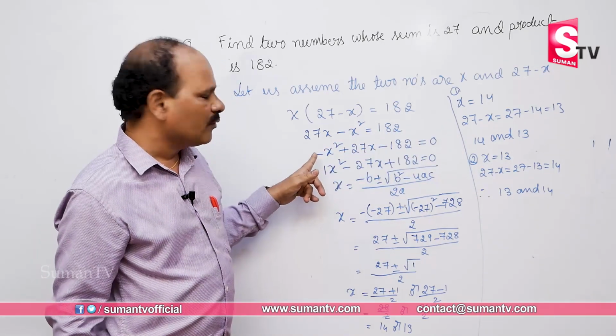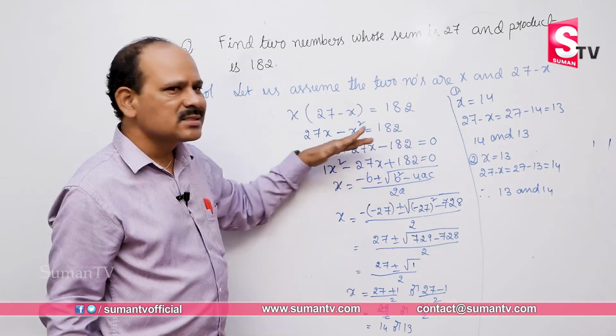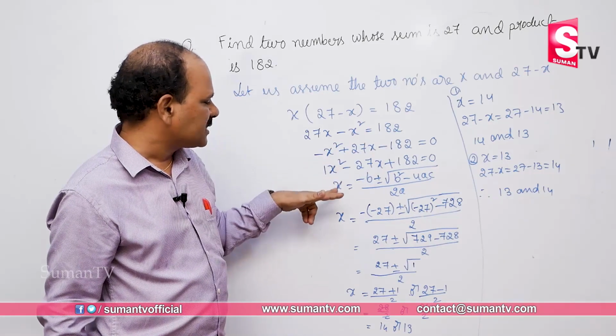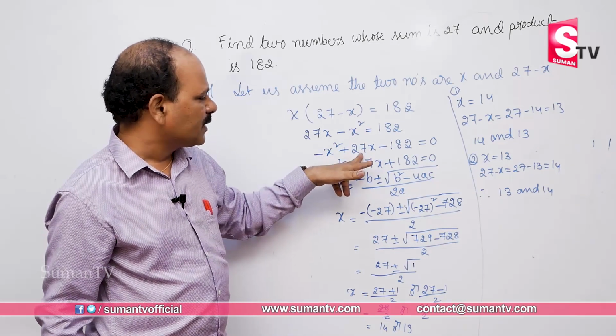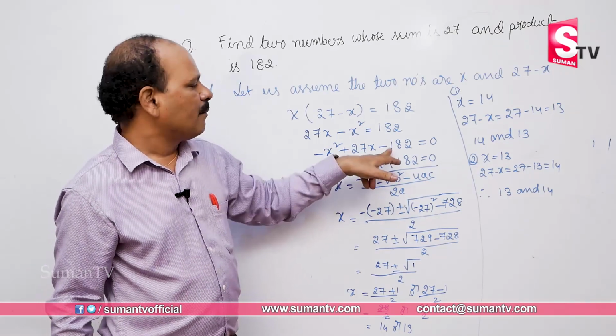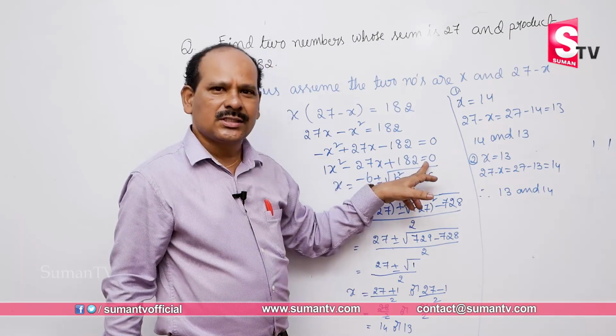So then when I am multiplying the whole expression by minus, all the signs will be changed, so that this minus x square will become plus x square, plus 27x will become minus 27x, minus 182 will become plus 182 is equal to 0.